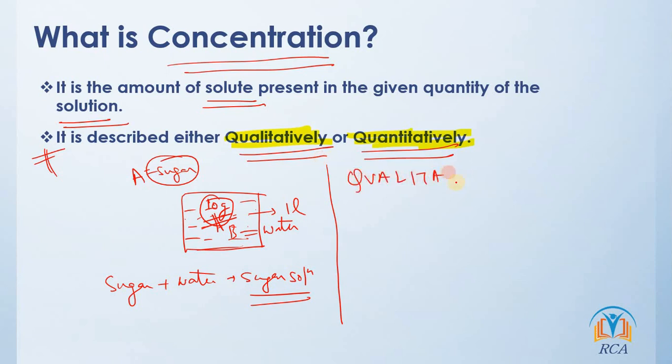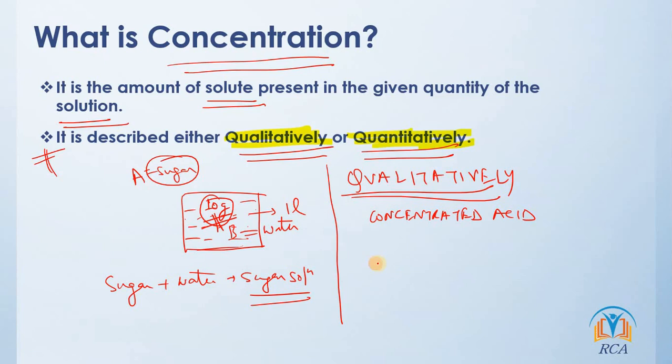Now this is something that you guys have known for quite some time. Qualitatively, basically, what is qualitatively? Now when I say, for example, that I have a very strong acid, then what do we call that acid? We actually call it a concentrated acid. This is what we call that acid, right? It's a very strong acid.